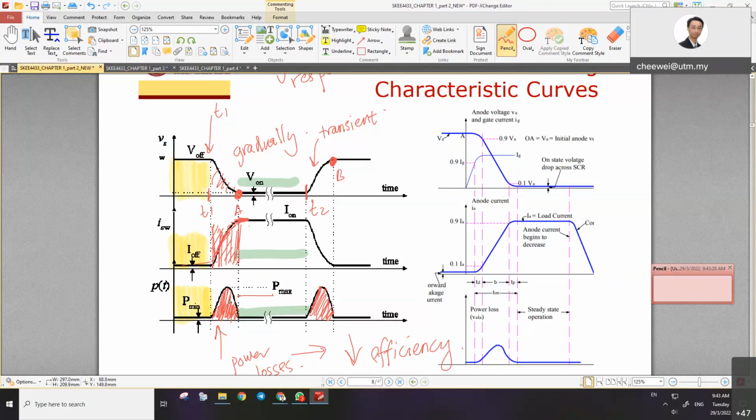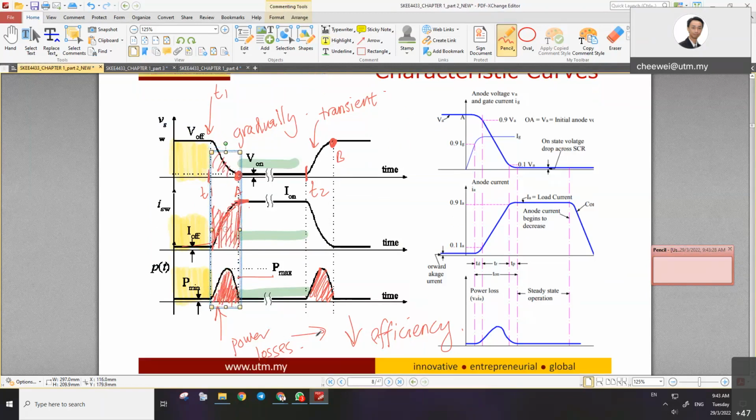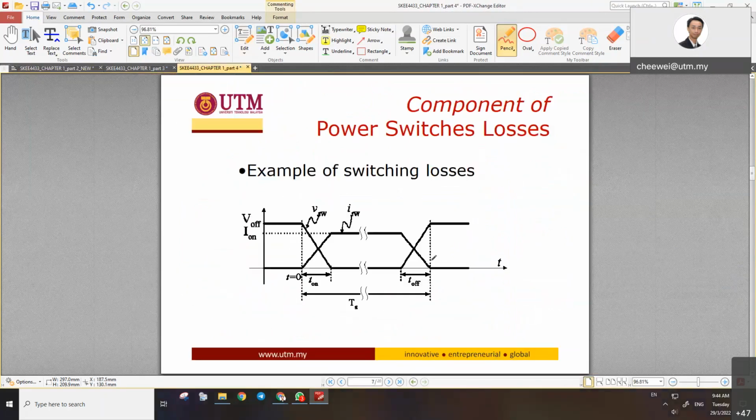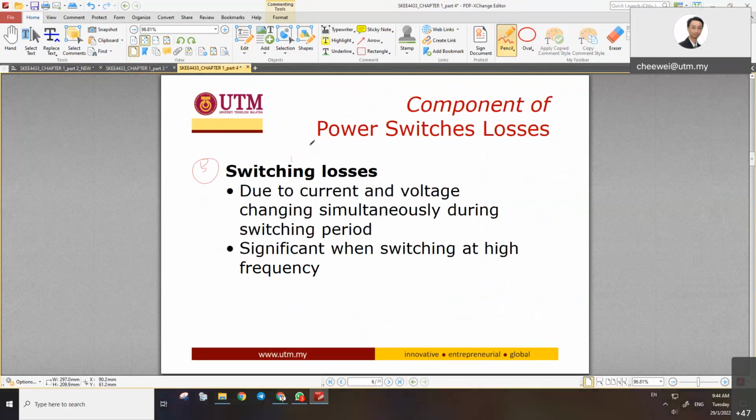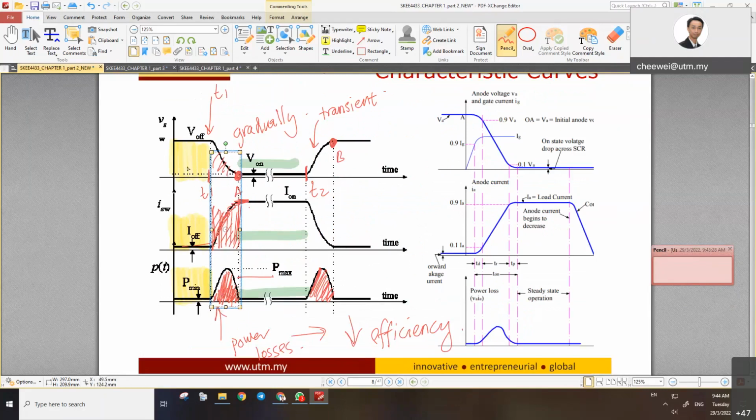So the power at the bottom here is actually the power loss. What is the name of this power loss? Switching loss. This is switching loss. It happens when you turn on and you turn off. Okay, rising and falling. Both rising and falling will give you this bump. And this bump is actually the product of I multiplied with voltage. This is V, this is I. Multiply, you get the power. This is known as the switching loss.